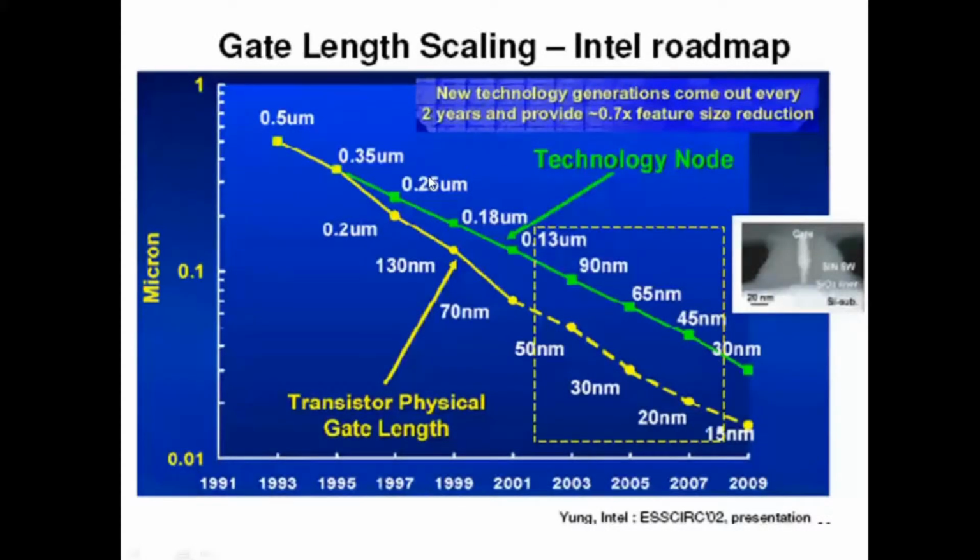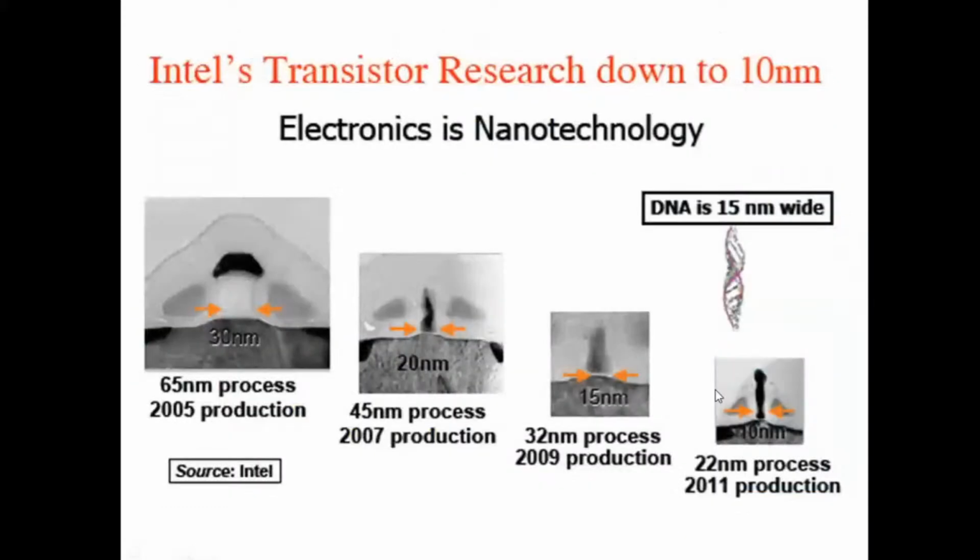This is the Intel roadmap for scaling. Intel has scaled up to the 22 nanometer node, wherein the gate length is something like 15 nanometers. These are the MOSFETs at various technology nodes. At the 65 nanometer process, we have a gate length of 30 nanometer. At the 45 nanometer technology node, we have a gate length of 20 nanometer. At the 22 nanometer technology node, you have a gate length of 15 nanometer. At the 11 nanometer process, you have a gate length of 10 nanometer. This is less than the size of a DNA in our body.